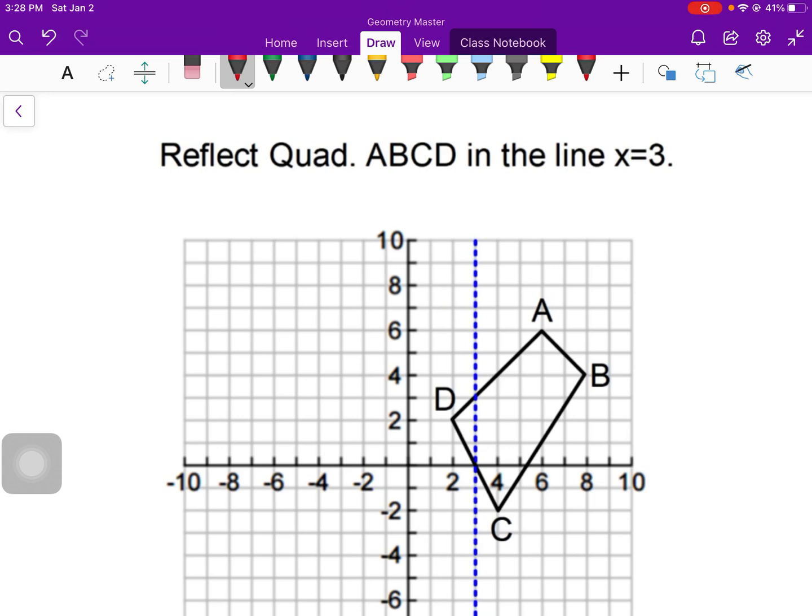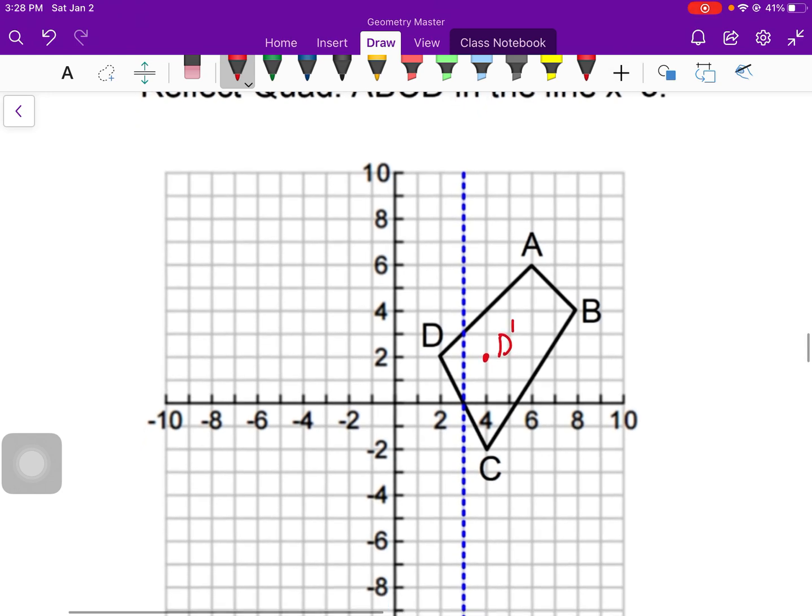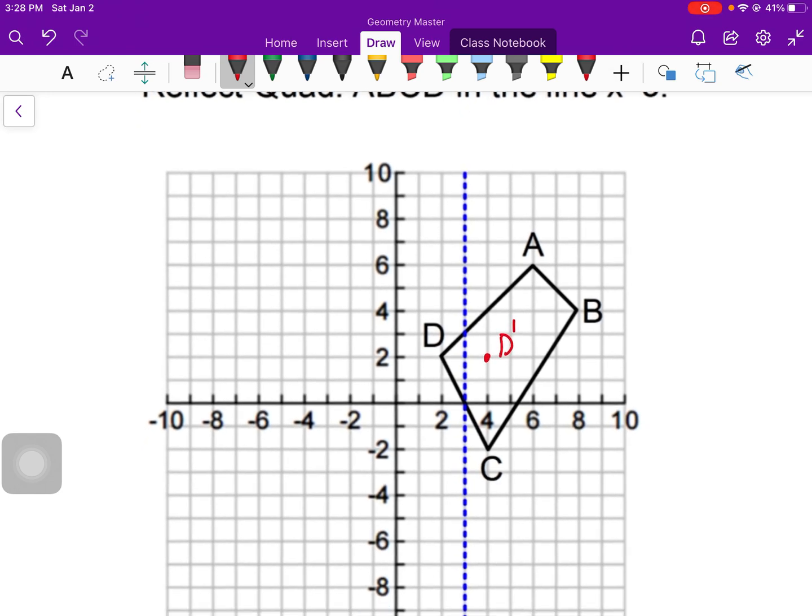I always like to start with whatever's closest to the line. So in this case, that would be point D. Point D is one spot to the left, so point D prime would be one spot to the right of the line. C was one spot to the right, so C prime would be one spot to the left. And you can go in any order. I personally like the closest first. Doesn't actually matter. You're going to be doing the same thing for all of them.